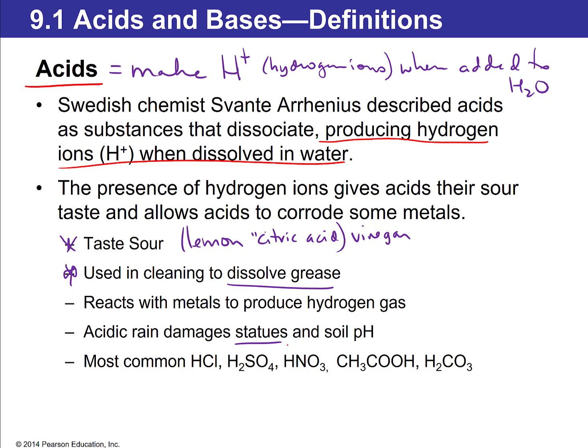So most farmers add lime to their soil because the soil is acidic and lime is basic. And so they add it to try and make the pH a little more neutral.